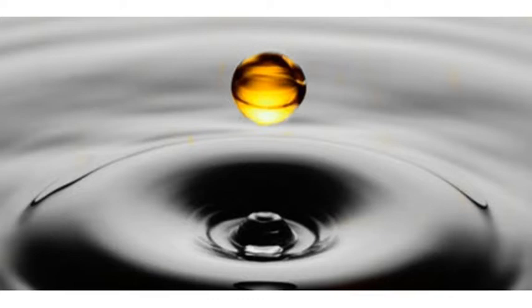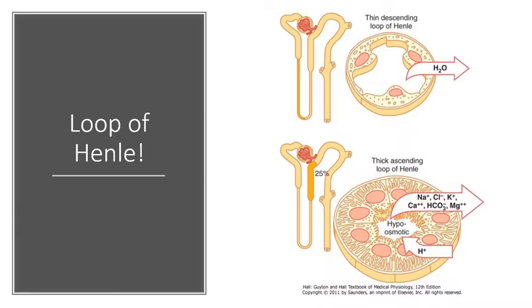So the loop of Henle comes in three different parts.